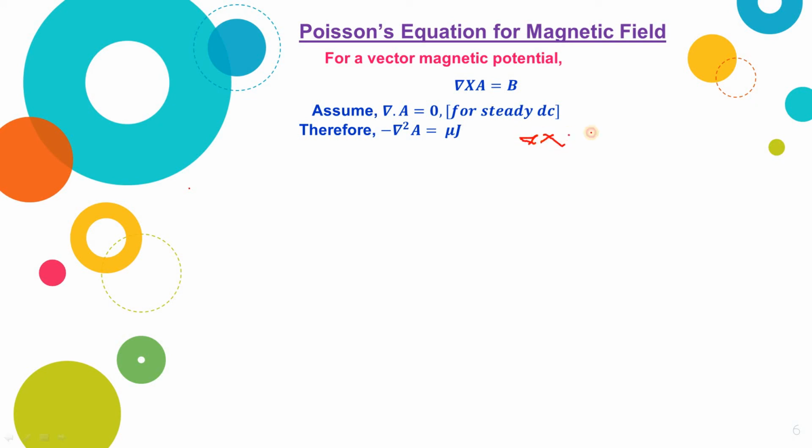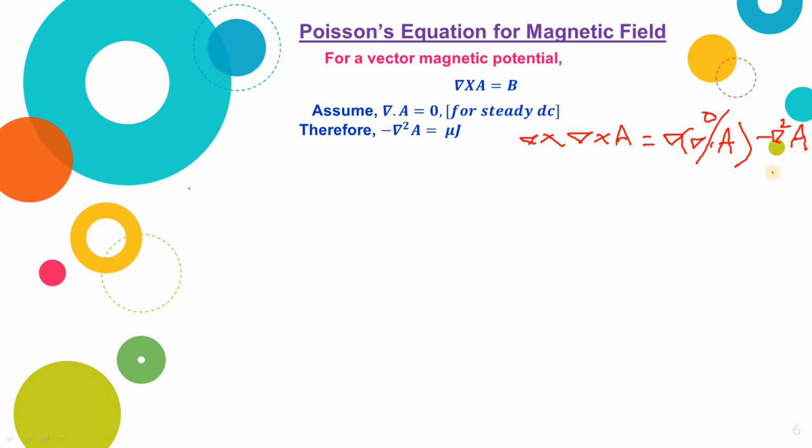Del cross del cross A is equal to del of del dot A minus del square A. This is according to the vector identity. From this vector identity, if del dot A is equal to 0, then what is your answer?